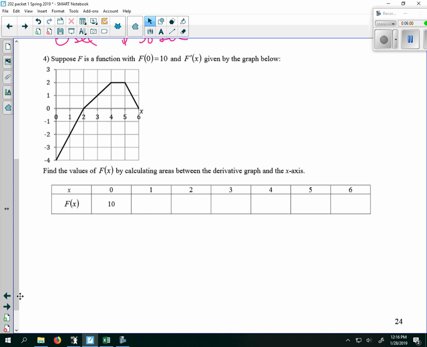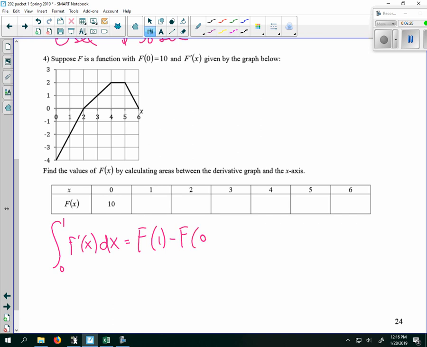Okay, suppose f is a function where f of 0 is 10, so I've put that into the table, and I have a graph of f prime of x, and I want to calculate all these values of f. So I'm going to use the fundamental theorem, where I know that the integral from 0 to 1 of f prime of x dx, that's the area under the curve from 0 to 1 of f prime of x dx, that is equal to f of 1 minus f of 0. So I need to calculate this area under the f prime curve from 0 to 1.